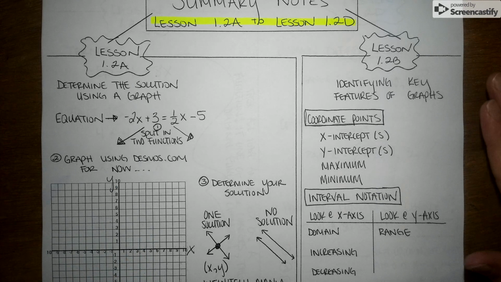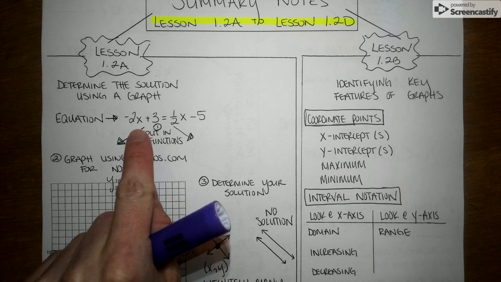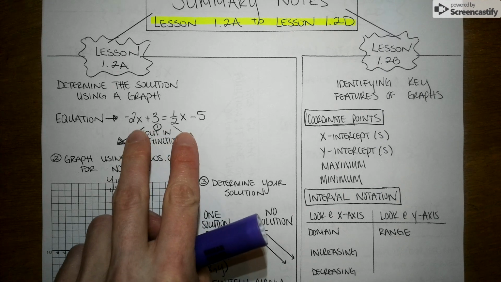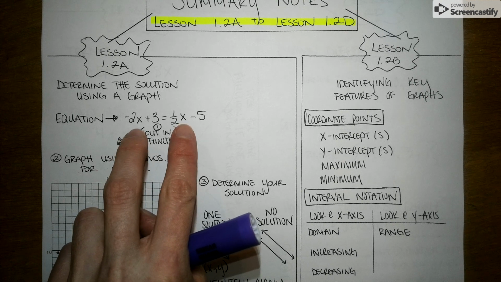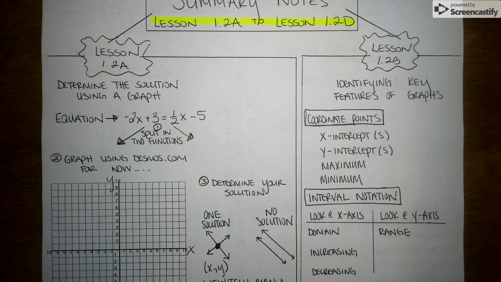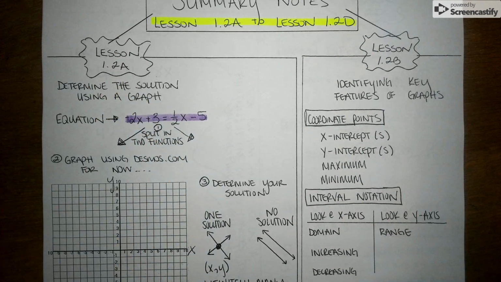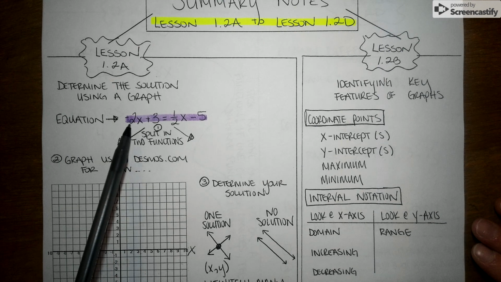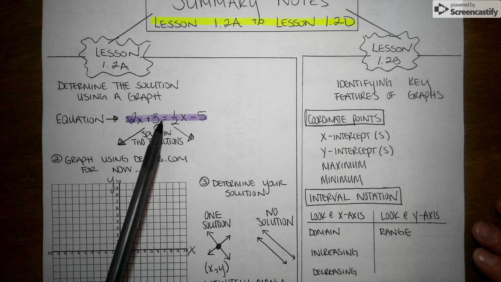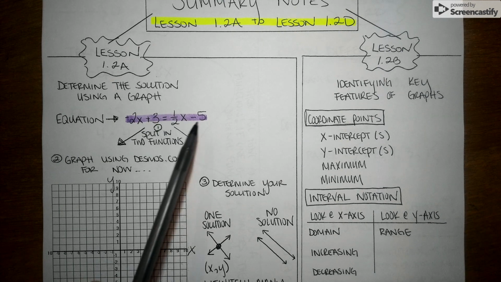So in this lesson, it walked you through that for any equation where you have the variable, so x, if we see here, on both sides of the equal sign, we can go ahead and split them into two functions. So I'm going to go ahead and highlight our equation just so we recognize where we started. So our equation is negative 2x plus 3 equals 1/2 x minus 5.